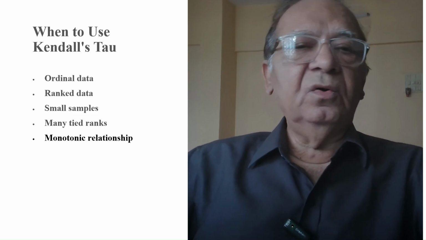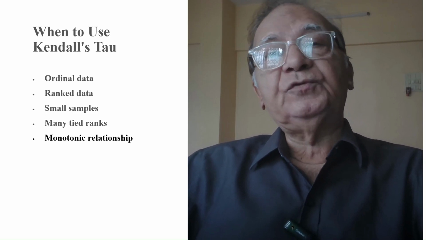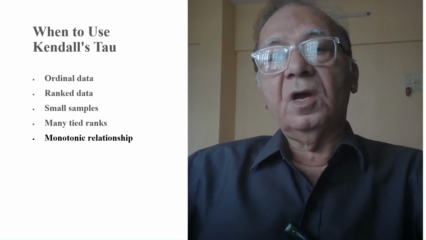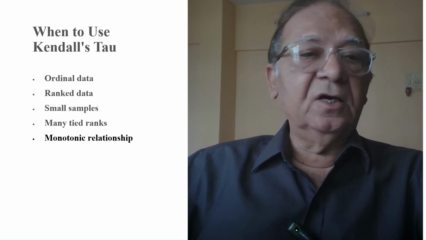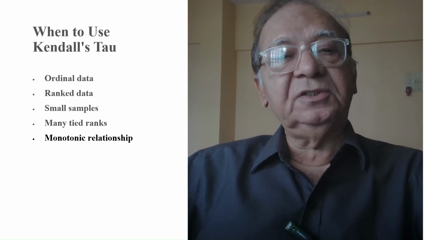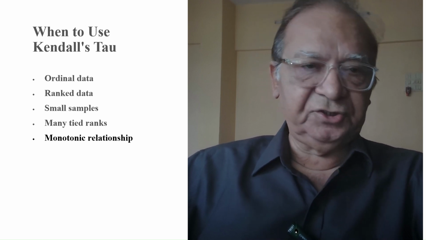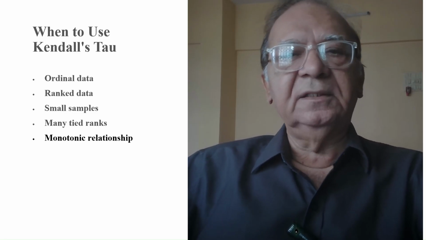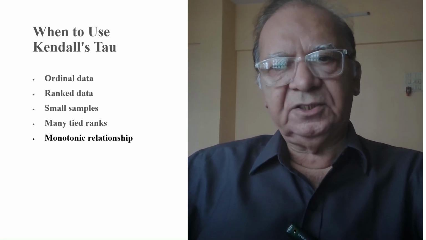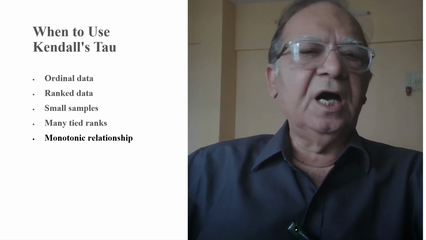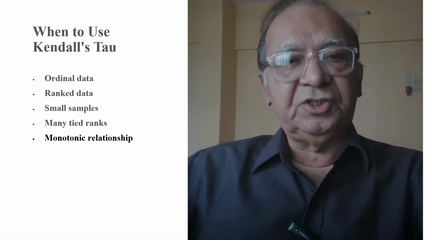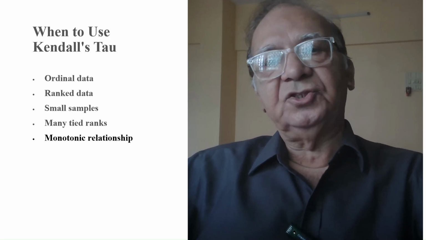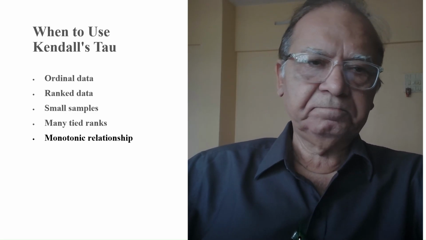Kendall's Tau is especially useful when your variables are measured on an ordinal scale or when observations naturally have ranks. It is preferred over Spearman in many research studies because it provides a more conservative estimate of correlation and handles tied ranks more effectively.